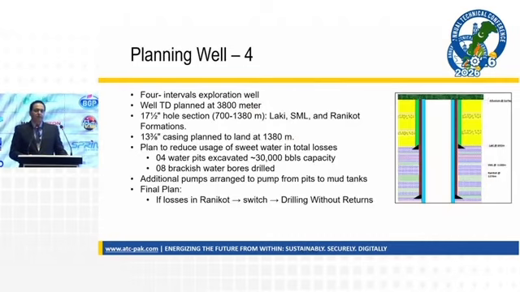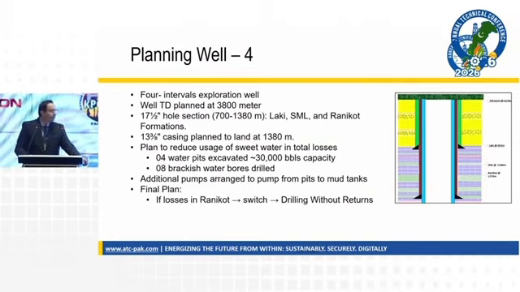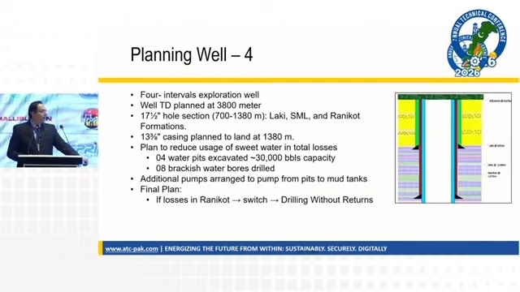So this is planning for well number 4. We already described 3 wells, which were offset wells. This well we drilled 6 months ago. So this is the planning phase. The plan was a 4-section exploratory well. Well TD was planned at 3,800 meters, and the 17.5-inch section from 700 to 1,380 meters, which covers Laki, SML, and Rani Kot formation. And the 13 3/8 casing was planned to land at 1,380 meters.